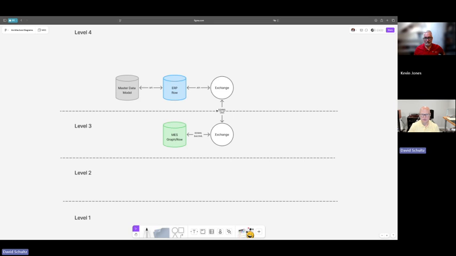So again, referencing ISA 95, you'll find that I just can't say that term enough. I get paid a quarter for every time I use it.